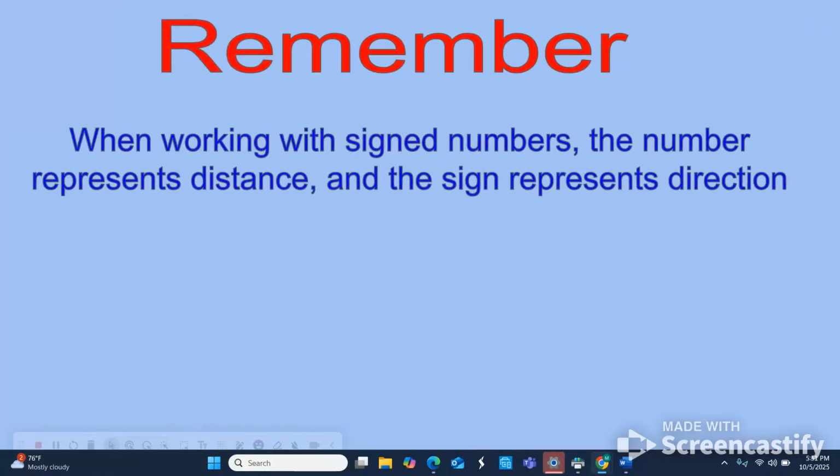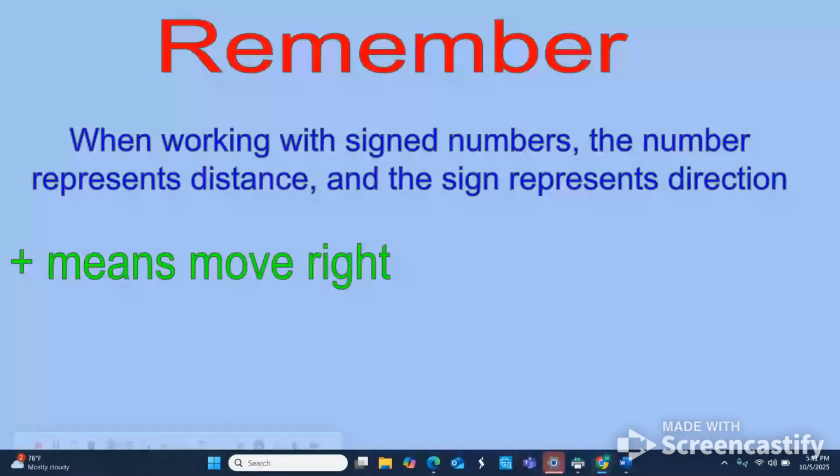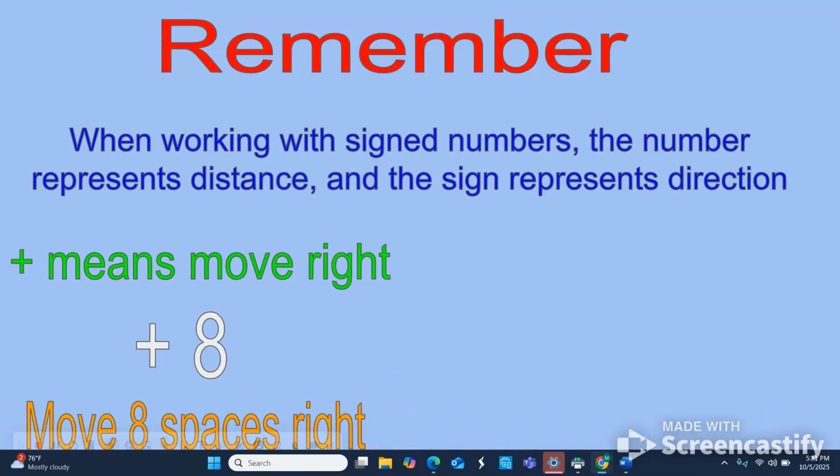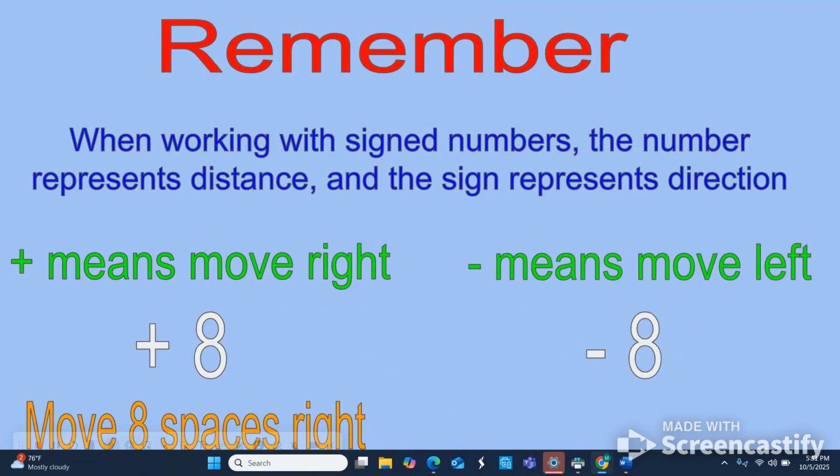Now that's important when we're talking about integers, because we need to remember that when working with signed numbers, the number represents how far the number actually moves. It represents the distance. The sign represents the direction. So for example, if we have a positive number, it means we're moving to the right. Positive 8 means move 8 spaces to the right. On the other hand, if we have a negative, that means move left. So when we see the number negative 8, that means we're going to move left 8 spaces. Okay, so the number is how far, the sign is which direction. That's what our signed numbers mean.